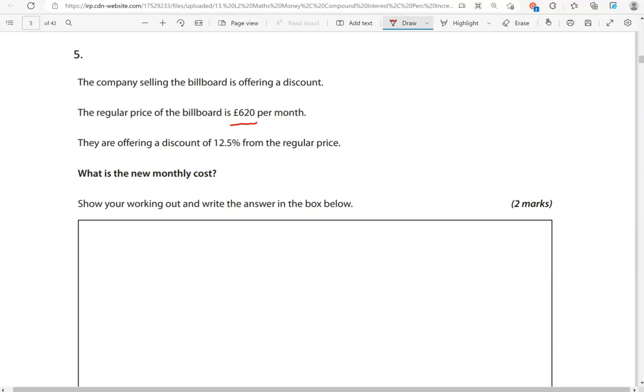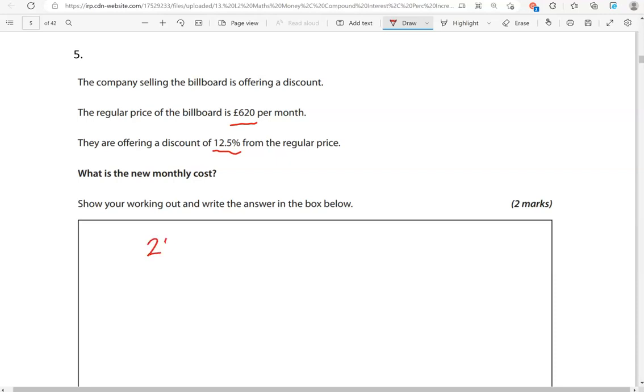Show your working out and write the answer in the box below. There are different ways you can work this out to get 12.5% of the £620. You could use the 10% method. So work out 10% of 620, which is 62, and then get 1% and so on. However, 12.5% is also half of 25%.